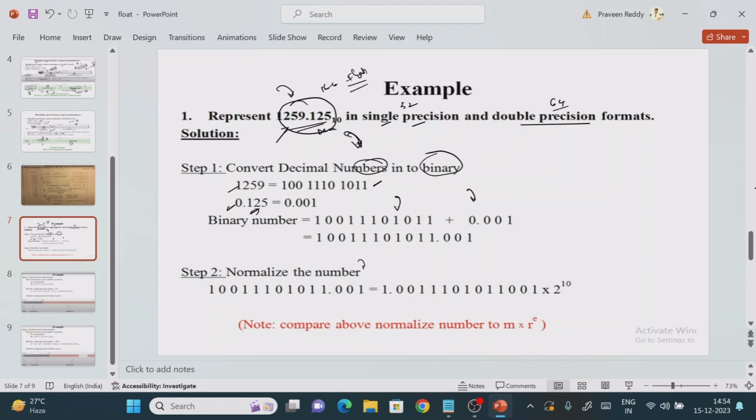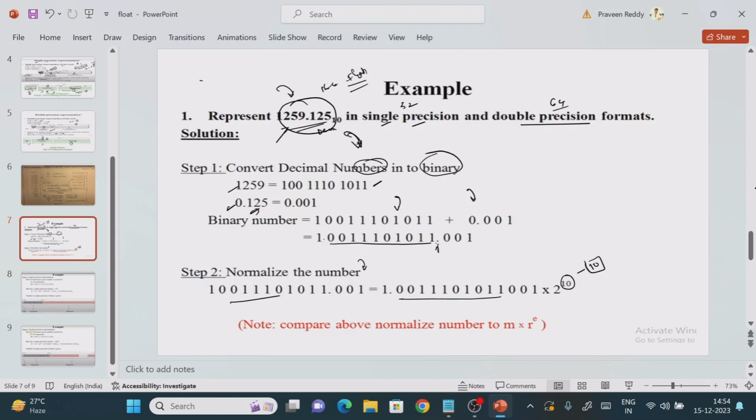Once it is done, as I explained previously, where we have the dot, we need to move it here. Now how many shifts do we need to perform? 1 2 3 4 5 6 7 8 9 10. So this many places we need to shift. Where we originally have the dot and where we are making it now, in between there are 10 bits. So remember the exponent value here is 10. Now see that this will be converted into this representation.